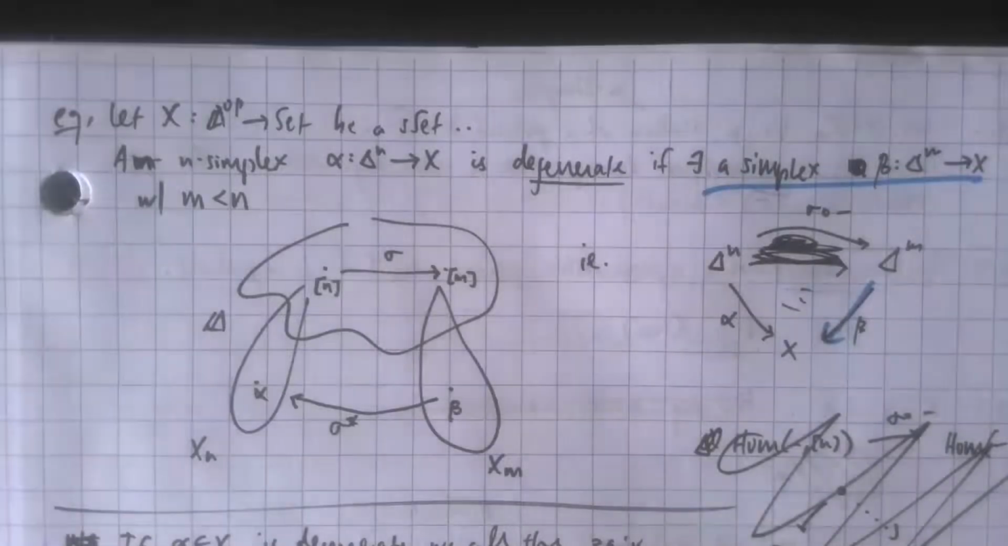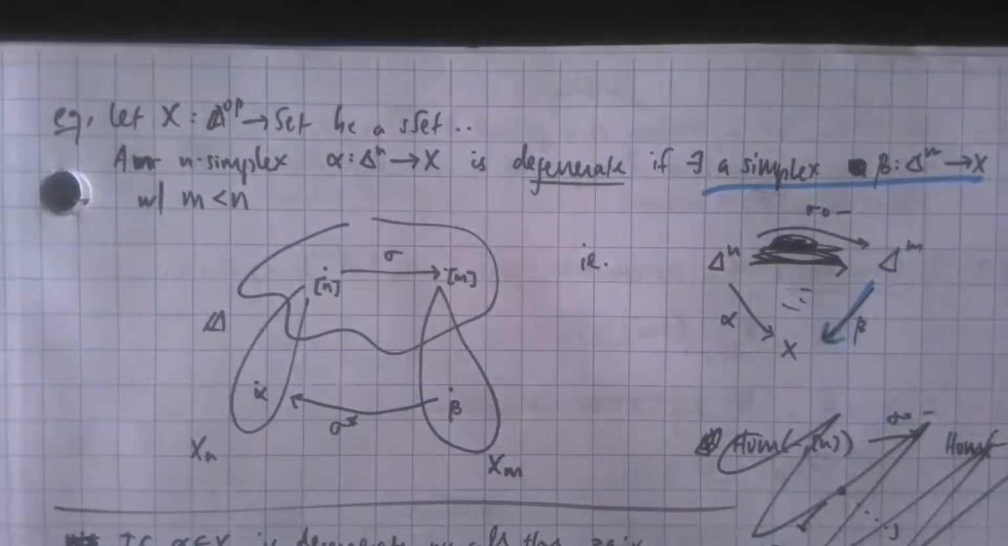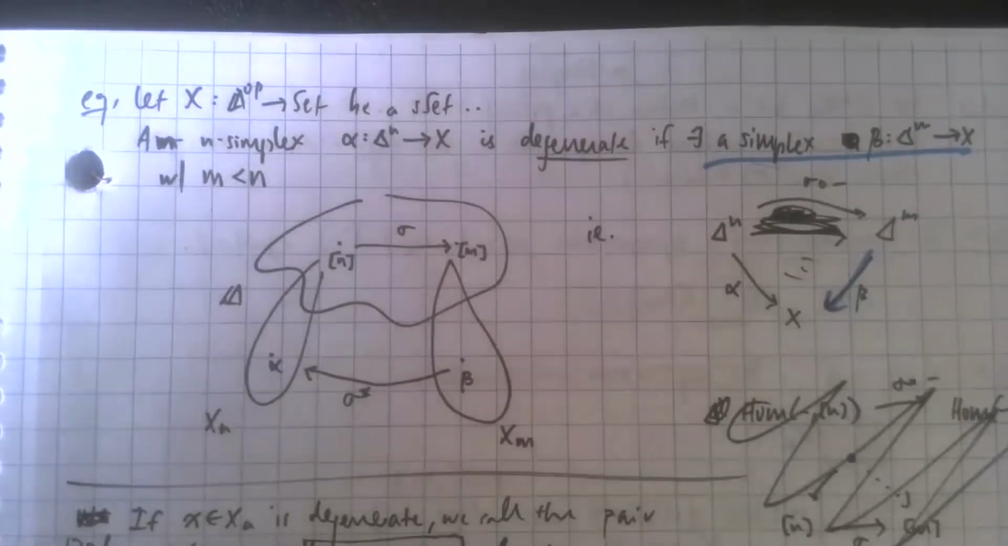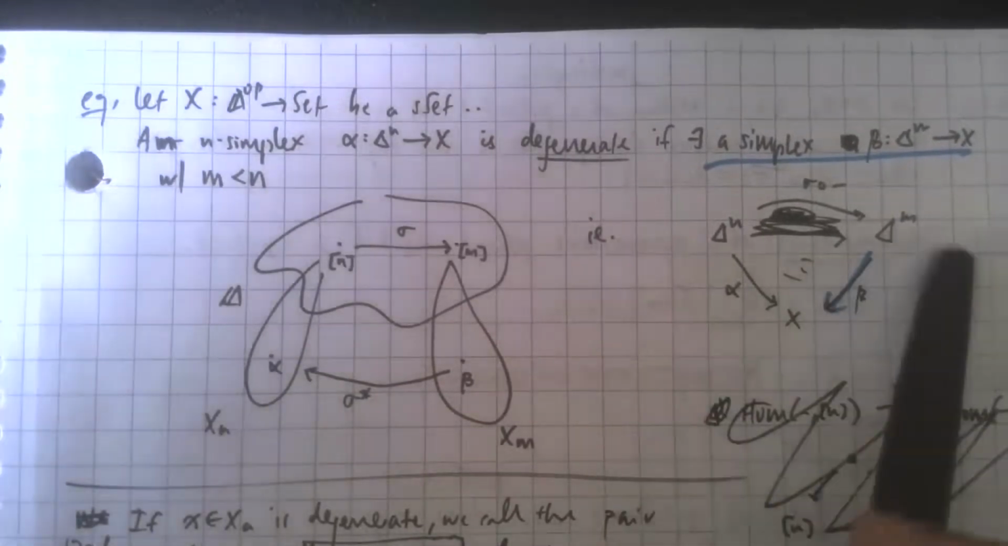Any questions or comments? Okay, so an n-simplex is degenerate if you can write it as a smaller simplex, basically.